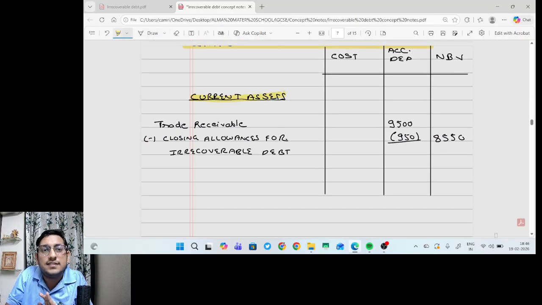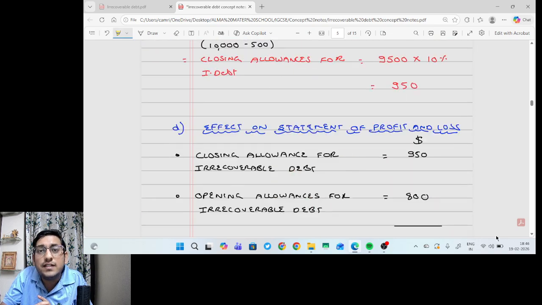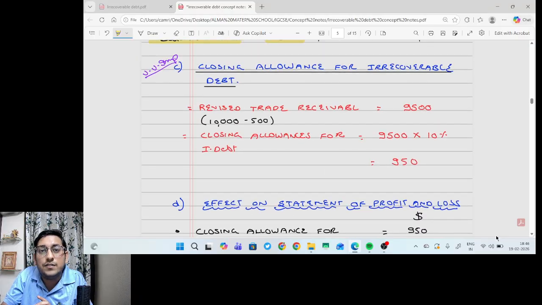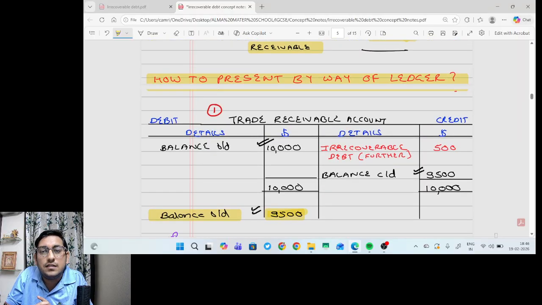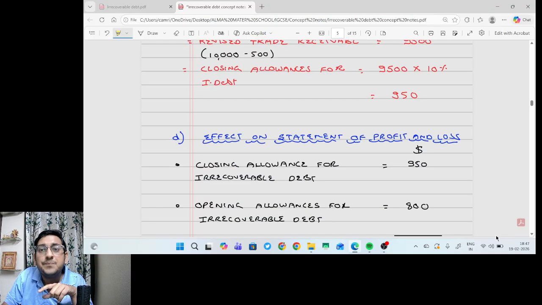Under the current assets, trade receivable is 9,500. How do we get 9,500? This is the closing balance after further irrecoverable debt. So my current trade receivable is 9,500, because out of 10,500, some amount has already been recognized as a loss. So my current trade receivable is 9,500 only.